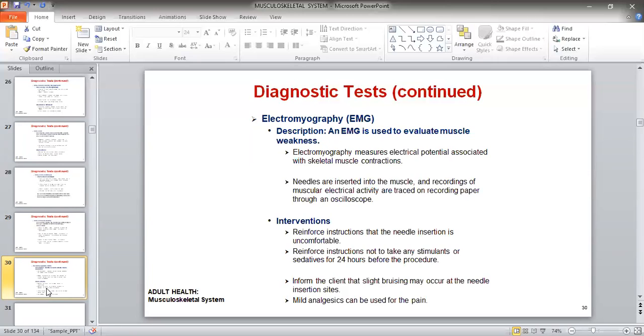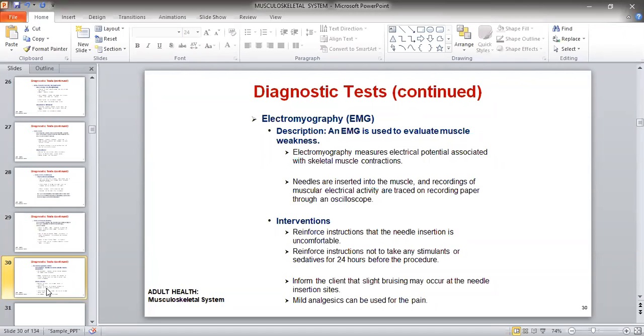Same as EKG. EKG is the electrical representation of the heart muscle presented on graphical paper, right? Electrical activities of the heart muscle. But if we do it for any muscle other than cardiac muscle, this is called electromyography. So electromyography also shows the electrical events, traced on graphical paper through an oscilloscope.